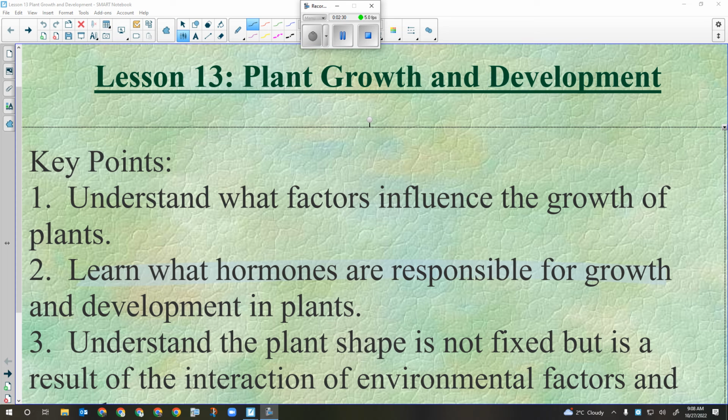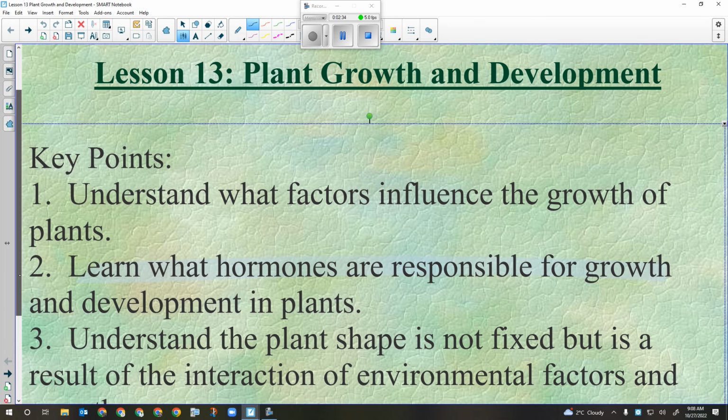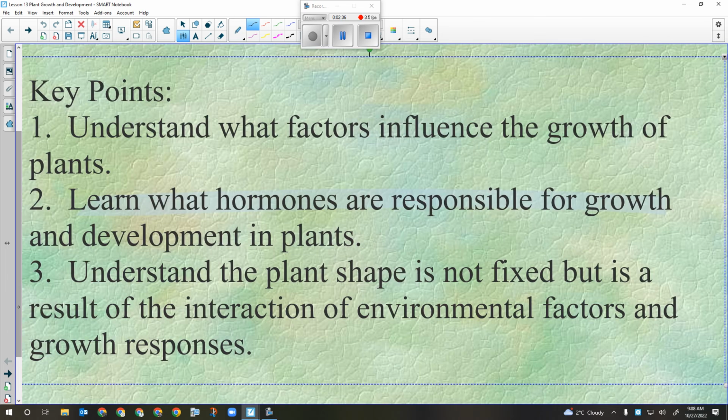All right, key points for today. We want to understand what factors influence the growth of plants. We want to look at what hormones are responsible for growth and development in plants, because plants, just like animals, have chemical signals that trigger certain responses in them. And number 3, understand that the shape of a plant is not fixed, but it is the result of the interaction between environmental factors and the growth responses of the plant.